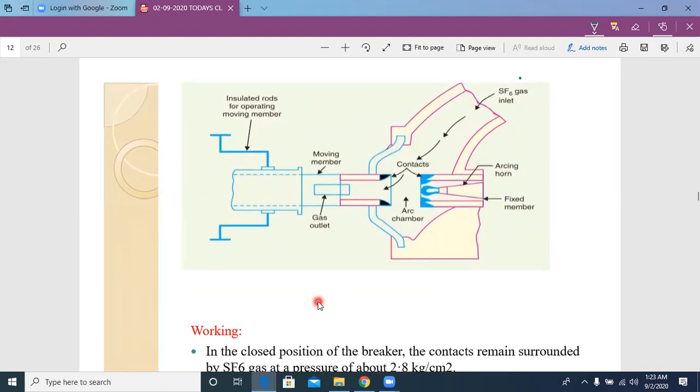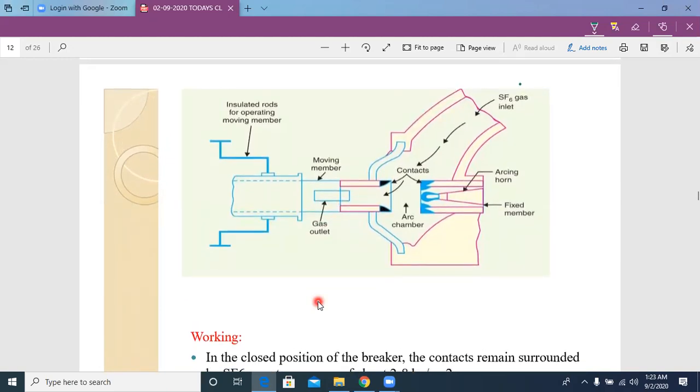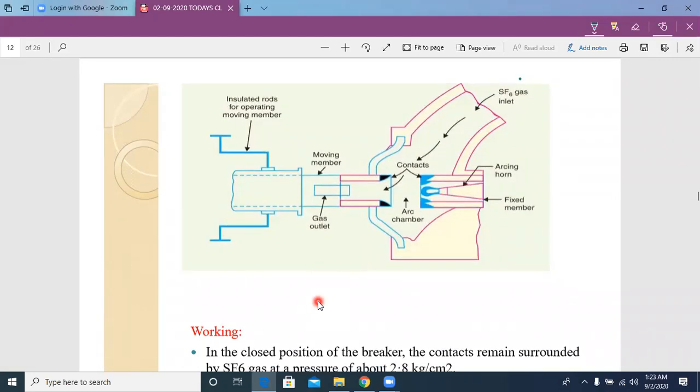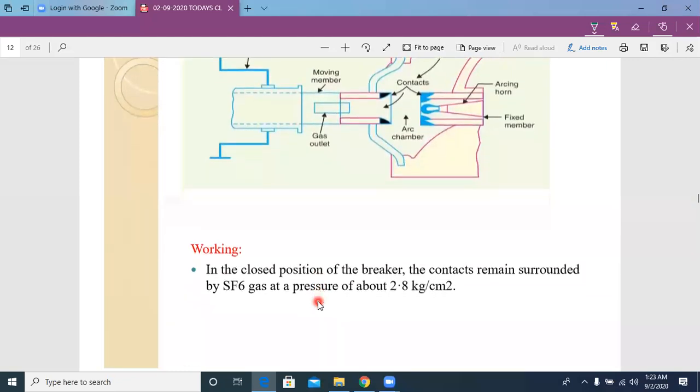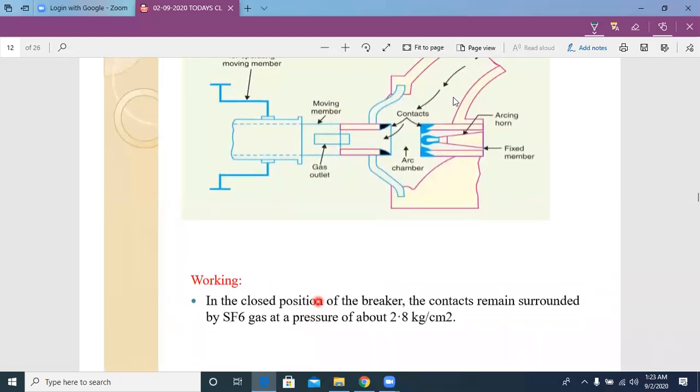So this is the simple explanation about this diagram. It is a non-puffer type of SF6 circuit breaker. One more important thing: here it is 2.8 kg per centimeter square. It is the pressure we maintain for SF6. So SF6 gas is maintained at 2.8 kg per centimeter square in the reservoir.